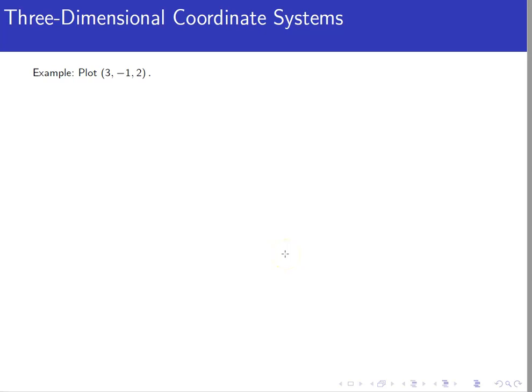So let's do this by example. Let's say we want to plot the point 3, -1, 2. The 3 is our x coordinate, so we would go out 3 units. Now, again, we have to use kind of perspective ideas when we're drawing these things. We can't literally have the x coming directly out of the screen at us. It's going kind of off diagonally, if you will.